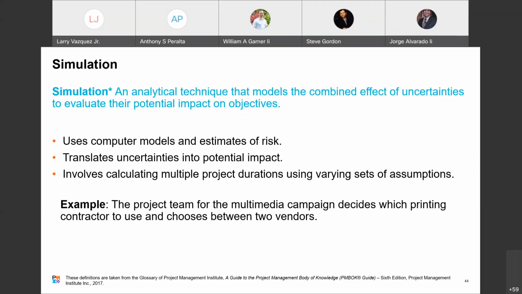A project simulation uses a model that translates project uncertainties into their potential impact on project objectives. The project model is run many times with different variables to calculate a probability distribution.